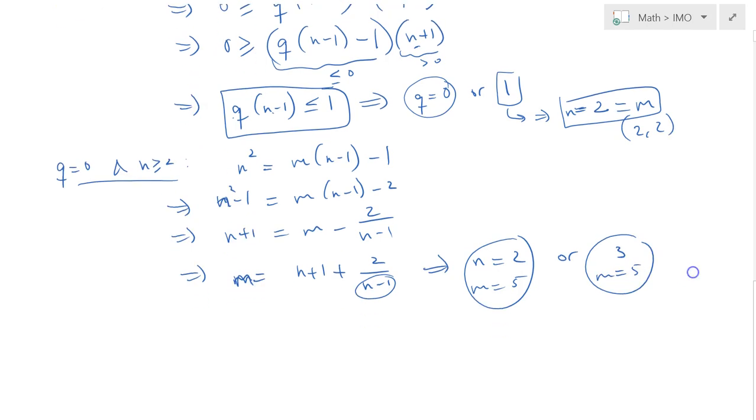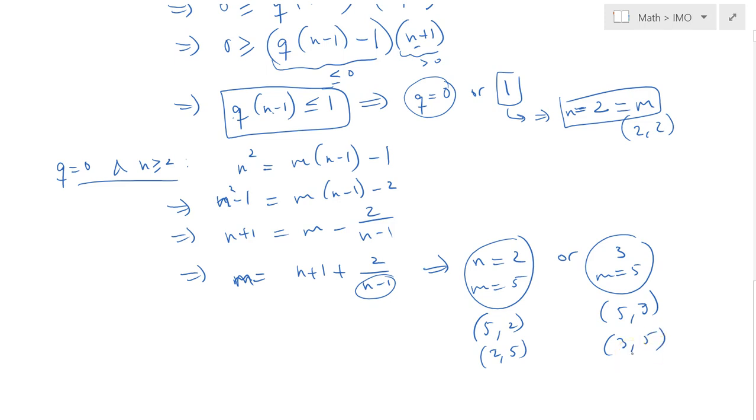So therefore, we would get the pairs, sorry, I should say, the pairs (m, n) come out as (5, 2). But then because I need to consider the symmetry as well, (2, 5) is also acceptable. And also (5, 3), and (3, 5) is also another acceptable solution.